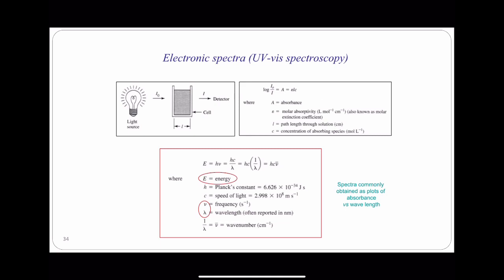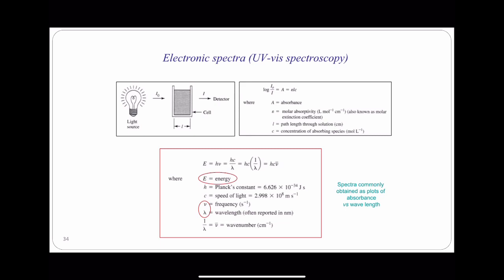And this gives us then the equation of A equals epsilon b c, or what's written on this slide is A equals epsilon L c, where L, or as I said a moment ago, b, is the path length through the solution in centimeters. Epsilon is the molar absorptivity, also referred to as the molar extinction coefficient. This is going to be dependent upon the actual nature of the electron transition, so the intensity associated with it. And then A is the absorbance.